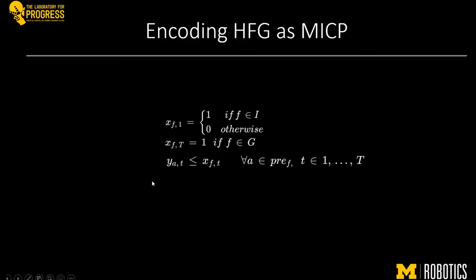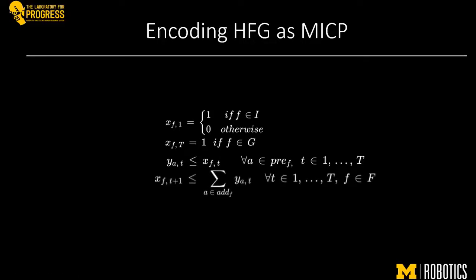It basically says that if y is 1, then x should also be 1. But if y is 0, x should be 0. And this holds true based on these constraints, for all of the actions that have f as a precondition, where f is a fact. And this is for all time steps.